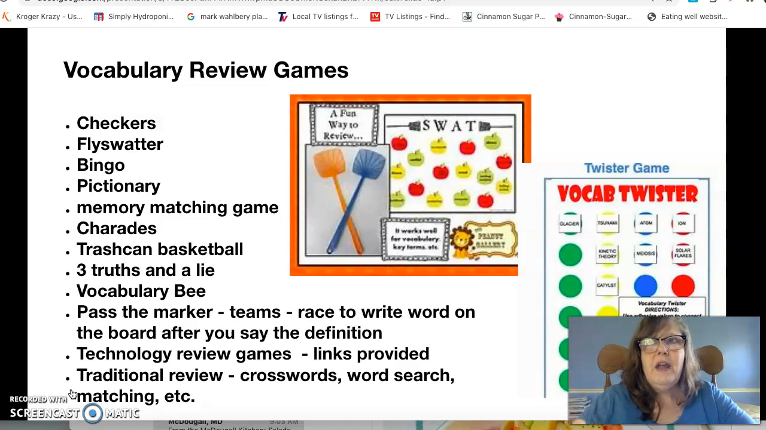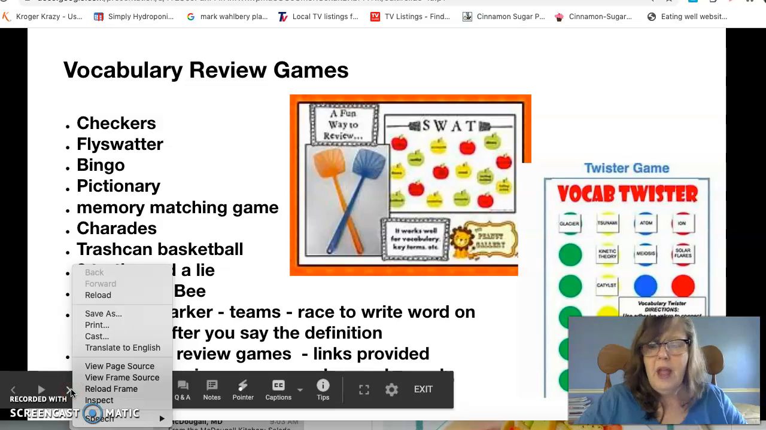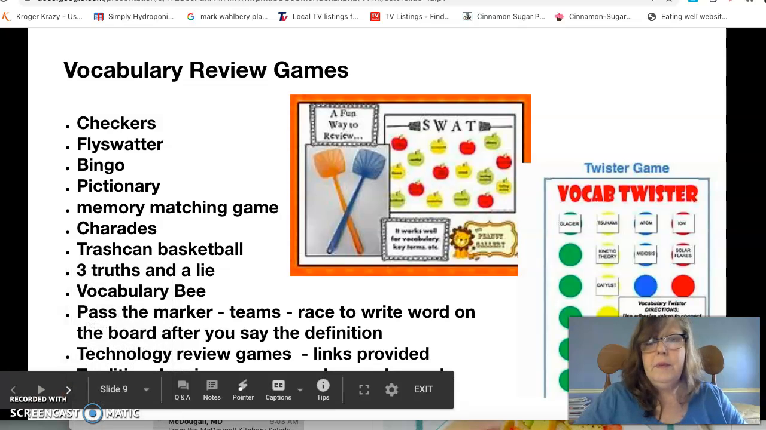All of the links for these are at the bottom of this PowerPoint. So if you don't know how to do them, you can try to use them in your class. I highly recommend using them.